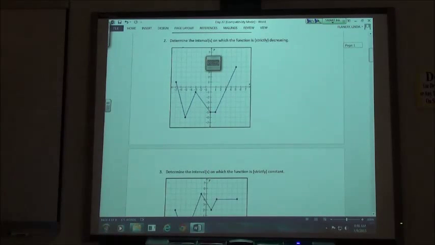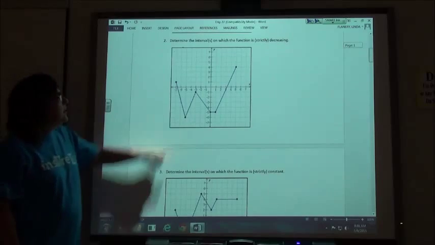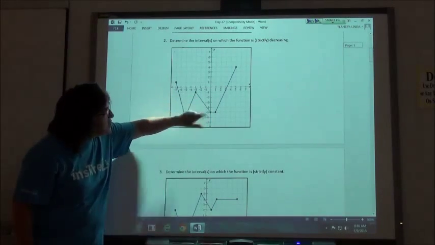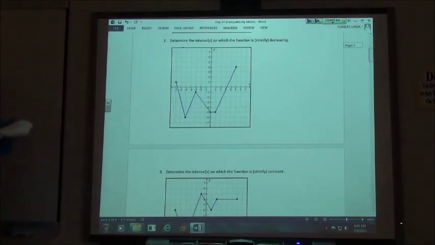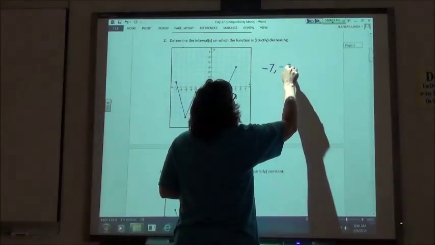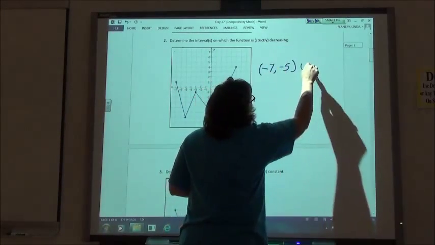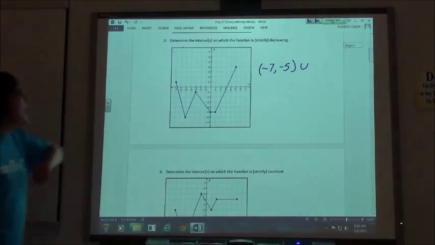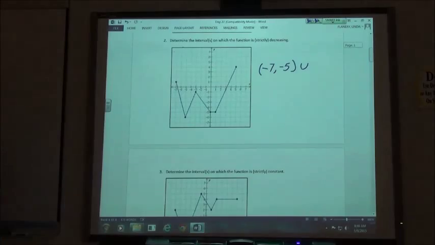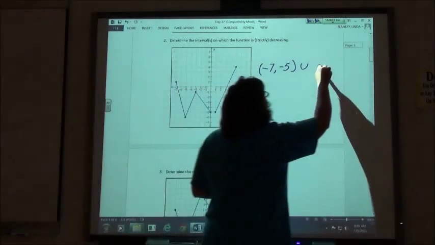So number 2 wants you to determine the interval where the function is decreasing. We have here a section that's decreasing, also over here a section that is decreasing. So the first section in the interval would go from -7 to -5, and they always go from left to right, smallest to largest, by the way. And then my second interval is going from -3 to 0.